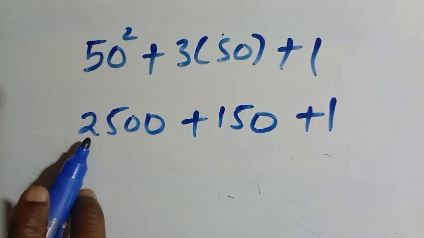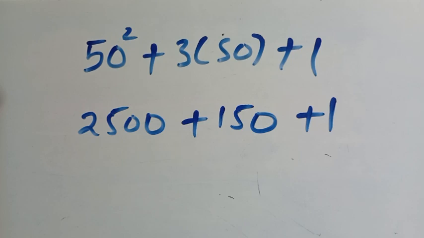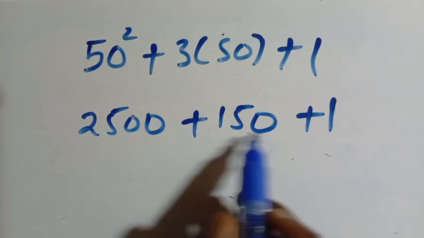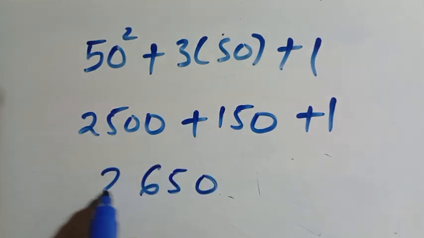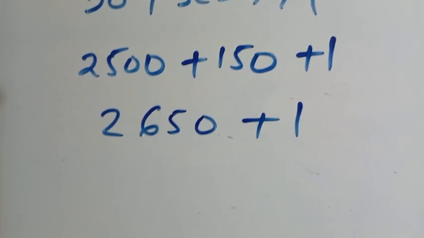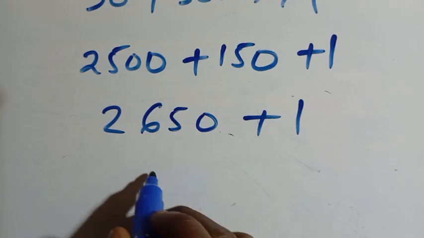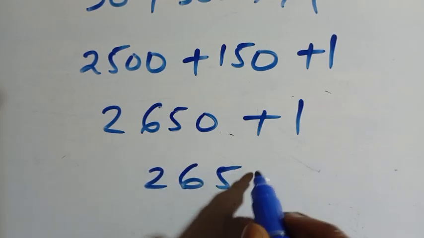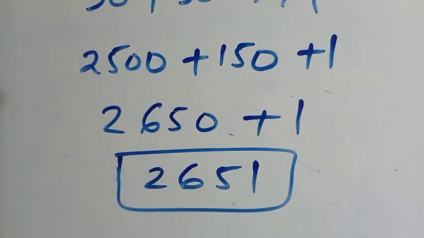And then 2500, when we add it with 150: 0 plus 0 is 0, and 5 plus 0 is 5, 1 plus 5 is 6, and here is 2 plus 1. Then the addition of this gives us 2651. So here is the answer to this.